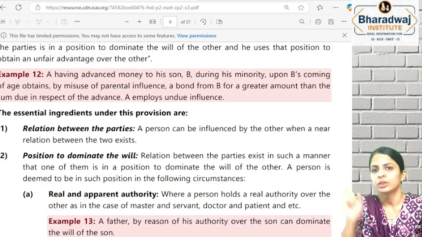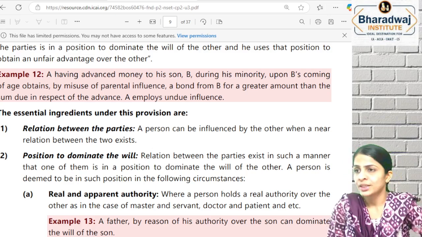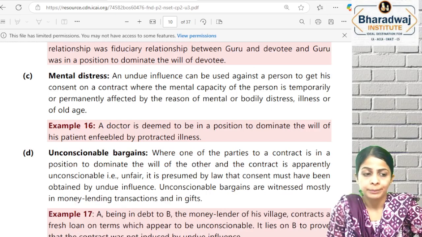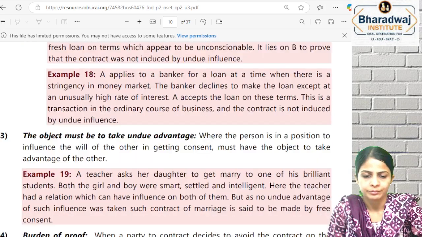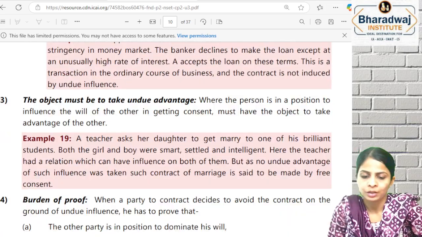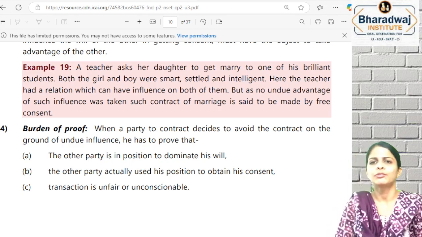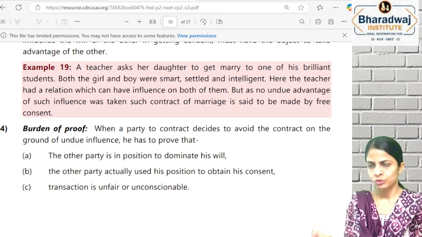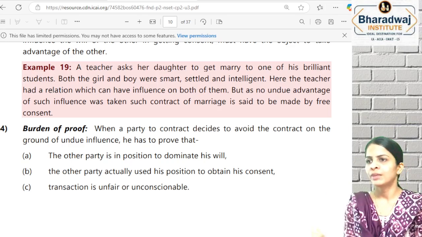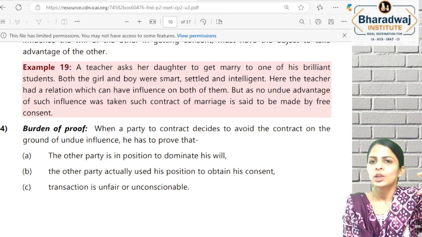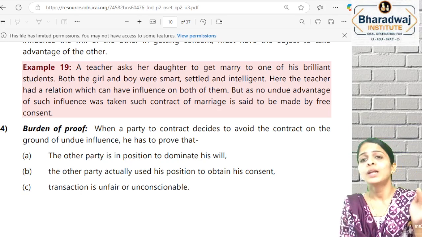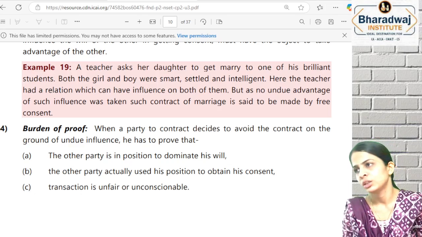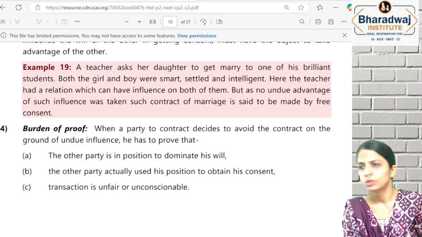Now, when they ask only about undue influence, you're supposed to write the meaning, and these you have to write separately again. Essential ingredients: relation between parties, position to dominate the will, mental distress, unconscionable bargain. The object must be to take undue advantage, and the burden of proof. Who will have to prove that there is an undue influence? In the example of doctor and patient, the doctor is in a dominating position and influencing the patient to give 5 lakhs for a particular operation. Now it is at the option of the patient to give or not give. Who will have to file a case that there was an undue influence, so only I paid and now I want back the money? Patient. Who is the victim? That person only has to file the case. He has to prove.